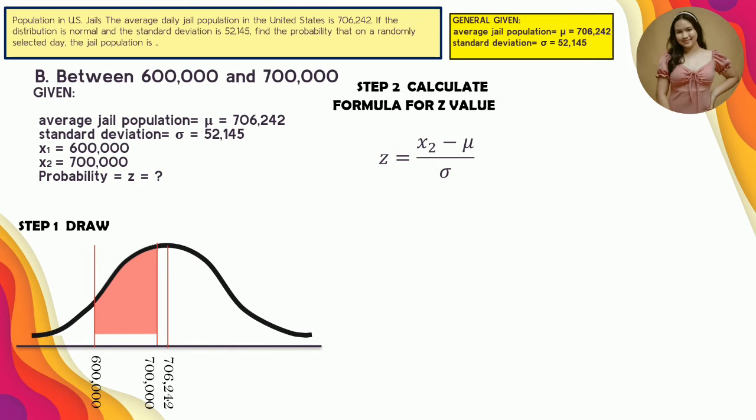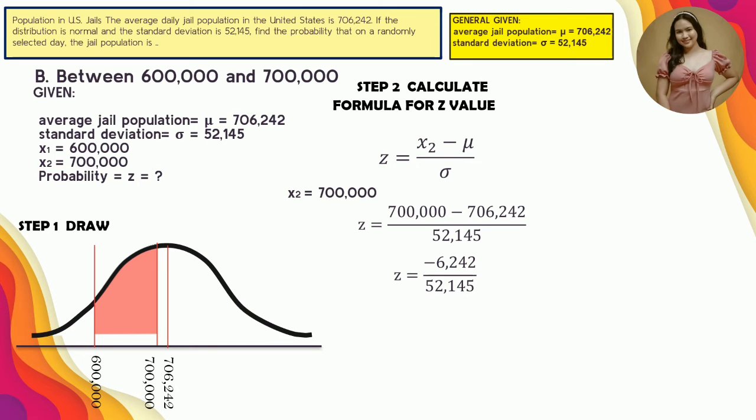And now we are going to solve for our x sub 2, which is the 700,000. And now we substitute our values. We have 700,000 minus 706,242 all over 52,145. We subtract, and now we have negative 6,242 over 52,145. And then we divide.